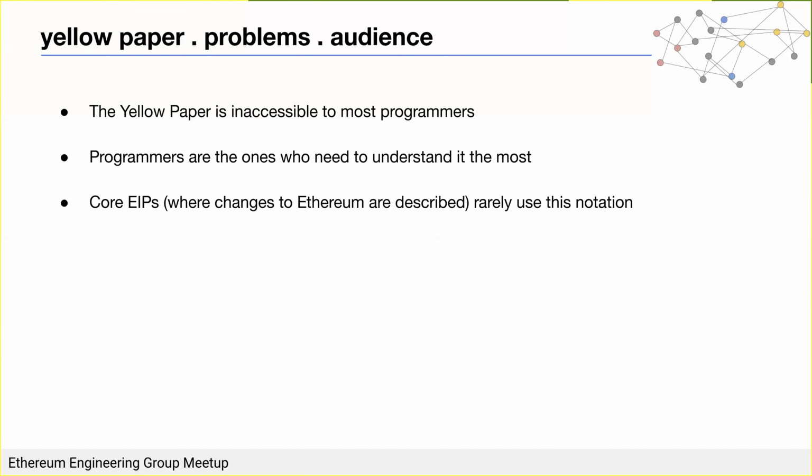As an example, core EIPs, which is where changes to Ethereum are proposed, rarely use the notation from the yellow paper. Instead, they spend a whole bunch of time redefining chunks of how Ethereum works in Python pseudocode. Or you'll end up with things like, I'm introducing a new variable that has the same scope as the already existing piece, like program counter variable. And these kind of workarounds where we don't have a spec that people agree on are very annoying when you're trying to read EIPs.